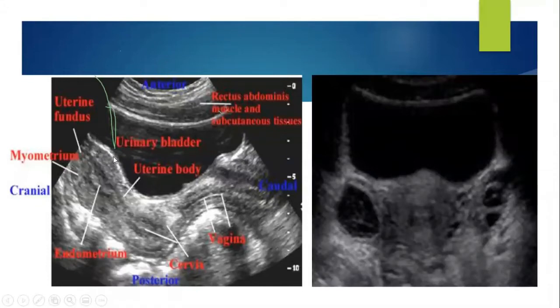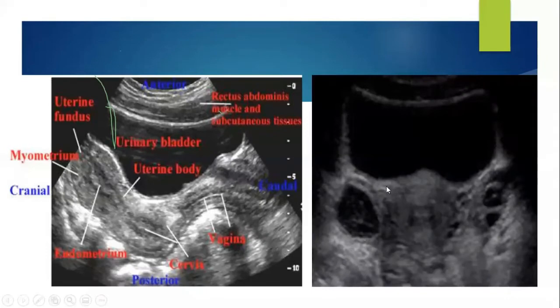And what is this? This is the body of the uterus. This is the anterior wall of the uterus. This is the fundus. This is the posterior wall of the uterus. This area is the pouch of Douglas. This is the area of the cervix. This is the vagina, the vaginal mucosa. And if you're holding the probe correctly, we can see that the right side is showing us the fundus and the left side is showing us the vagina.